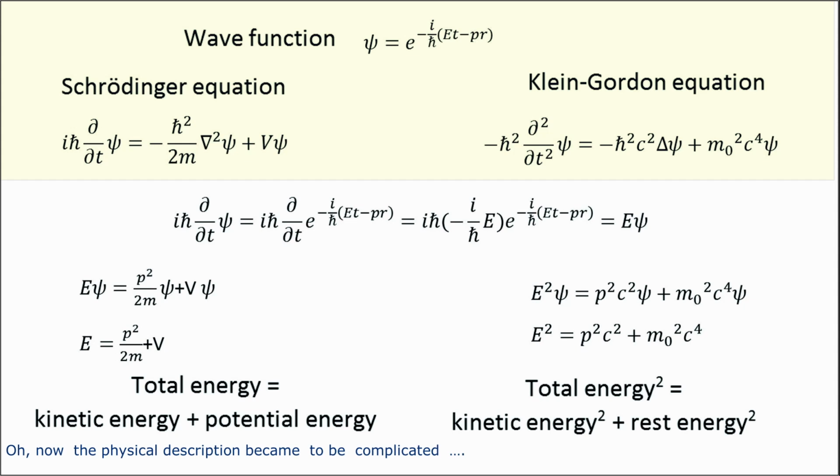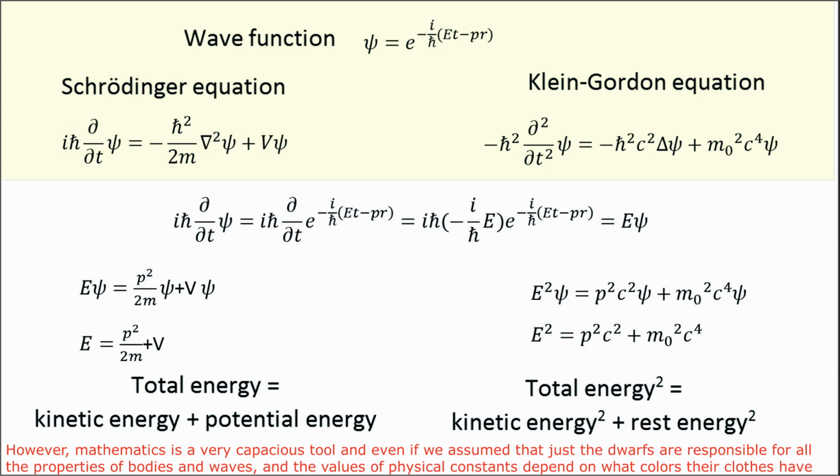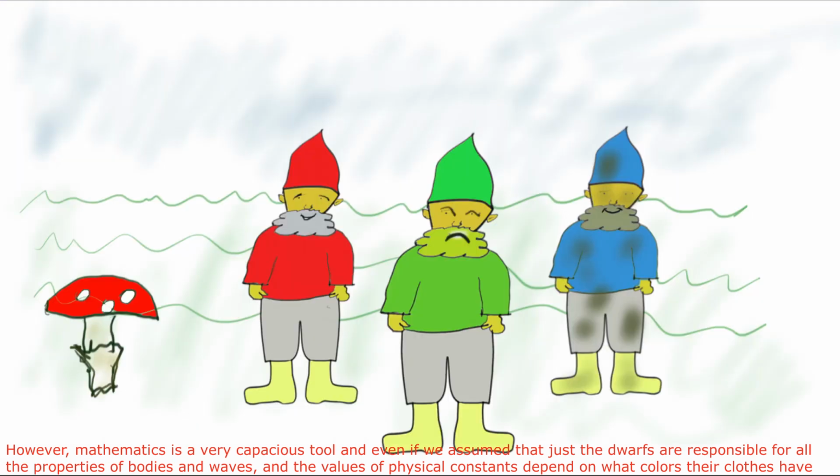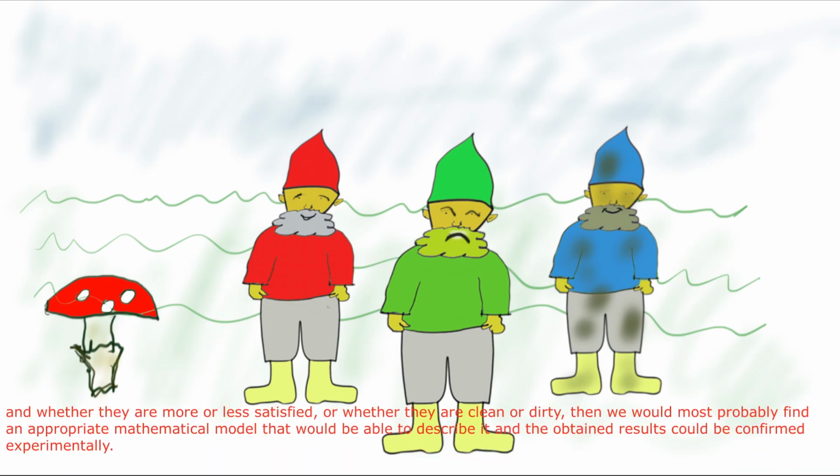Now the physical description has become complicated. However, mathematics is a very capacious tool, and even if we assumed that just the dwarfs are responsible for all the properties of bodies and waves, and the values of physical constants depend on what colors their clothes have, and whether they are more or less satisfied, or whether they are clean or dirty, then we would most probably find an appropriate mathematical model that would be able to describe it, and the obtained results could be confirmed experimentally.